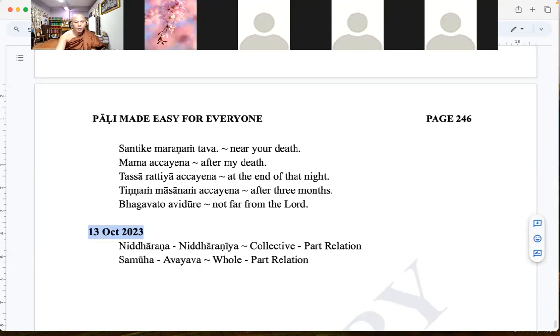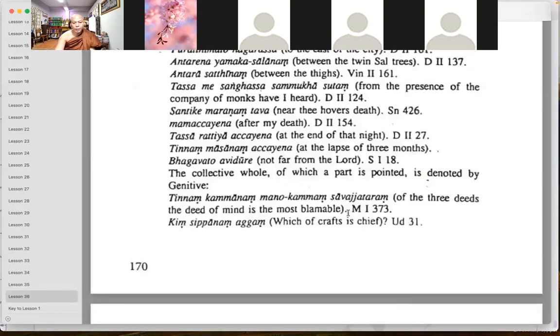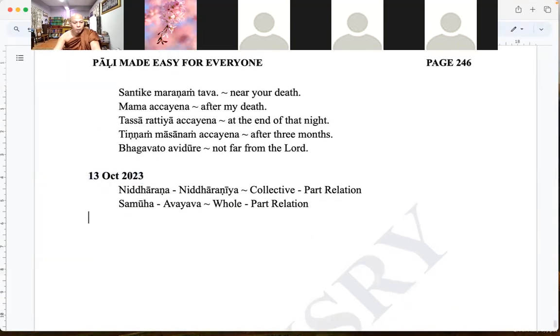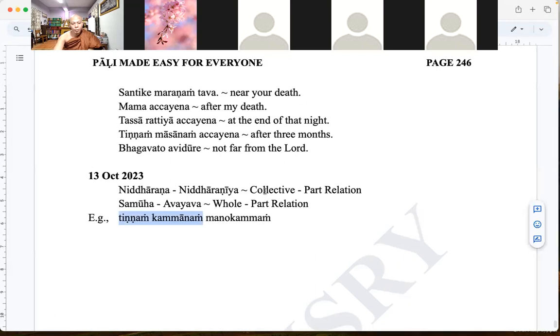At that time, genitive case or locative case also can be seen. Here in this example you see, deinane gamane manogame. So deinam gamana is maybe a group, or a collective whole, with the genitive case, you see? Deinam, genitive case. And a part of them is manogamma.